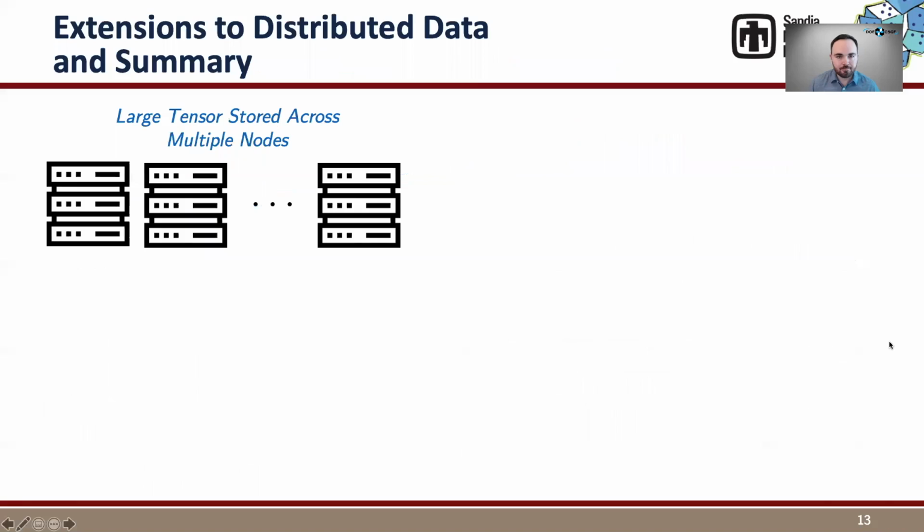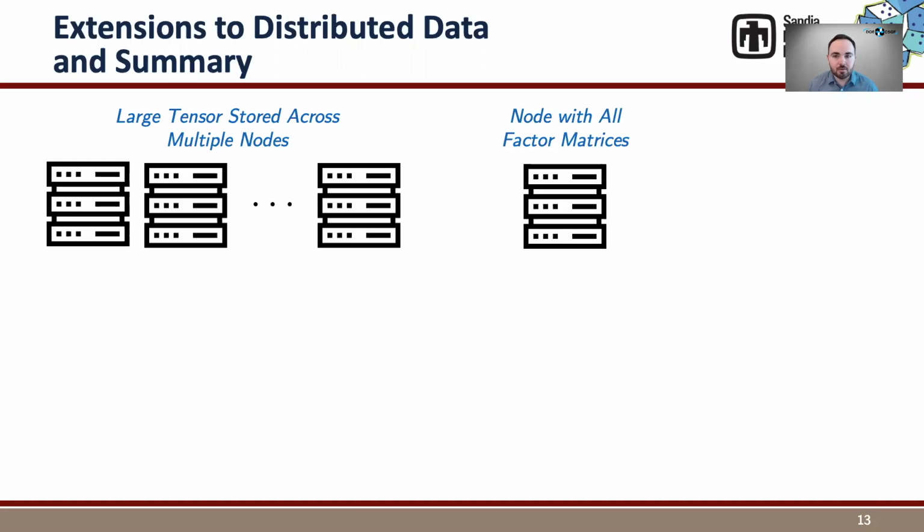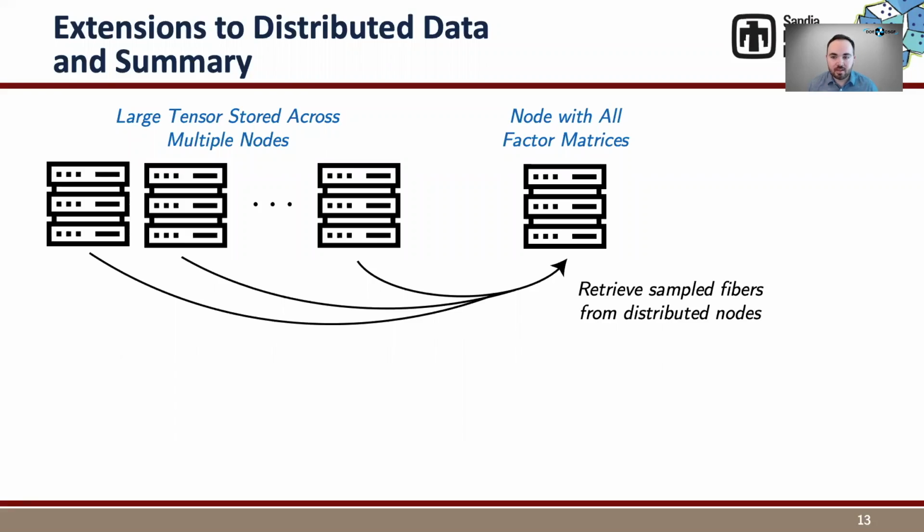Lastly, there's a cool application of our algorithm to distributed data. Say you have a large tensor stored across multiple nodes. You won't be able to run CP-ALS because you'd have to work with all of the tensor at once. But with our algorithm, you can instead have a node with all the factor matrices. Then you can use those factor matrices to sample from the tensor, pull the required sampled fibers from the distributed nodes to the single node, and solve the smaller sampled problem on a single node. So this algorithm, in addition to being faster, allows you to work better with distributed tensor data.